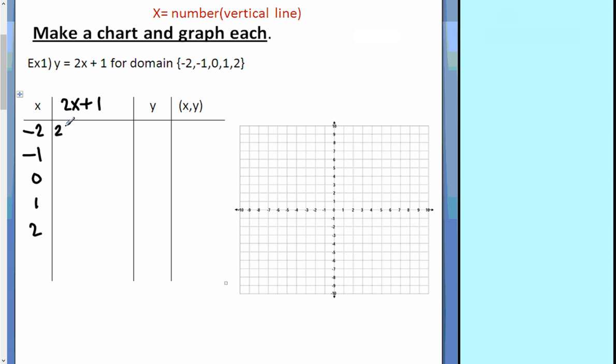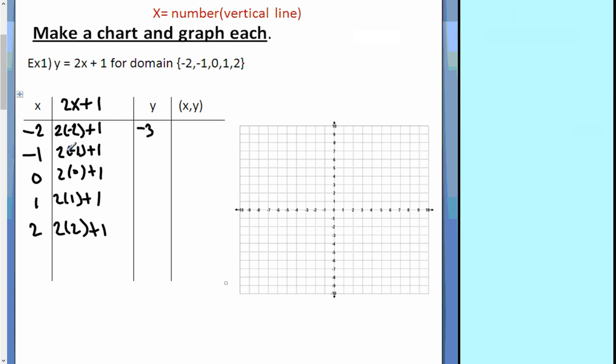Okay? So then all we do now is put these numbers in for x. So we get 2 times negative 2 plus 1. We get 2 times negative 1 plus 1. We get 2 times 0 plus 1. We get 2 times 1 plus 1. And we get 2 times 2 plus 1. All right, so then we just solve each one. What is 2 times negative 2? Negative 4 plus 1 is negative 3. So if x is negative 2, y has to be negative 3.